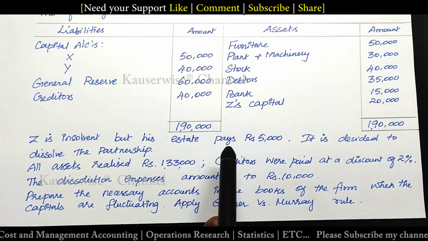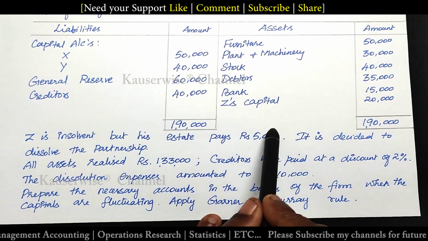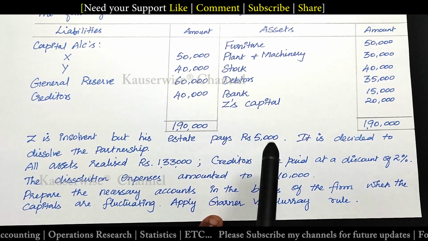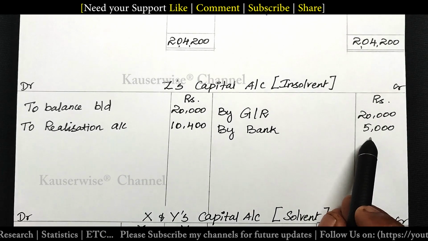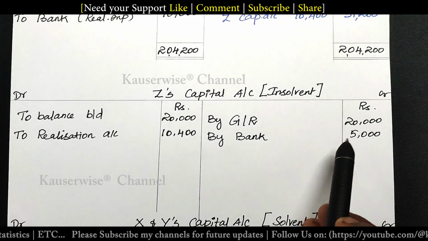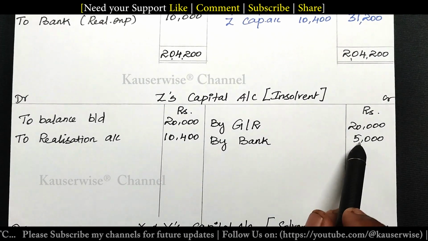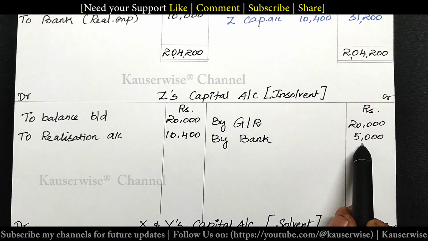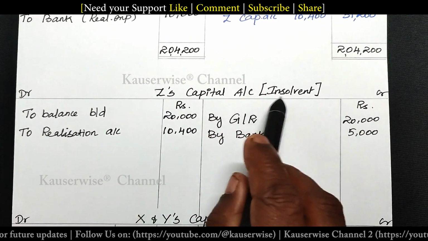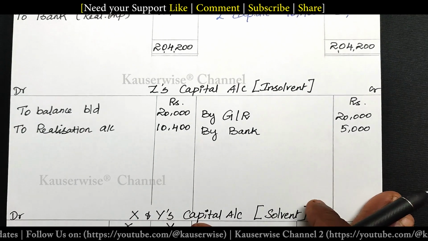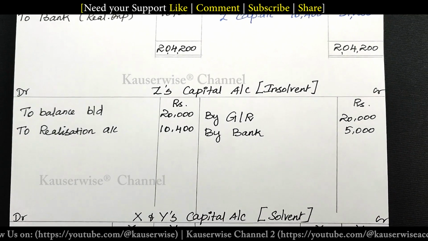Otherwise, if there is any amount contributed, that will be credited to his capital account. See, Z's capital account, he contributed 5,000 rupees. That will be transferred to the insolvent partner's capital account, credit side. By bank, how much? 5,000. Now we need to close the insolvent partner's capital account in order to find out his total deficiency.